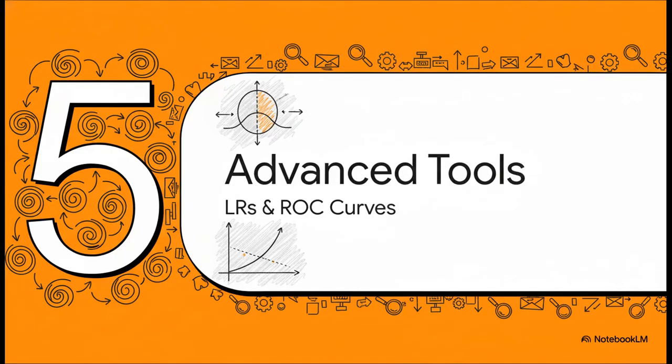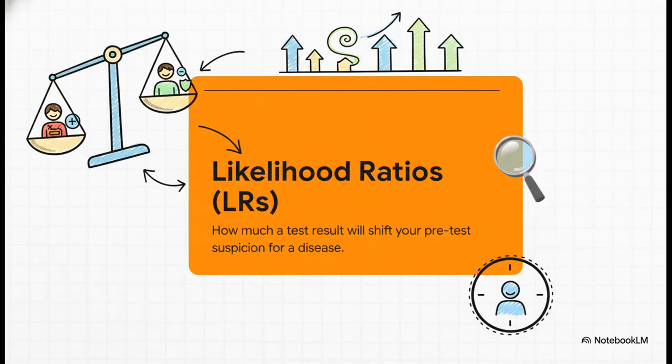So, if predictive values can be a little shaky because they depend on prevalence, is there a better tool, a more stable one? You bet. Let's look at two more advanced concepts that give you a much more solid way to interpret test results: likelihood ratios and ROC curves. Likelihood ratios are awesome. They're incredibly powerful. What they do is tell you how much a test result should shift your suspicion. So, how many times more likely is a positive result in a sick person than in a healthy one? And the best part is, they are not dependent on prevalence, which means you can apply them to any individual patient.